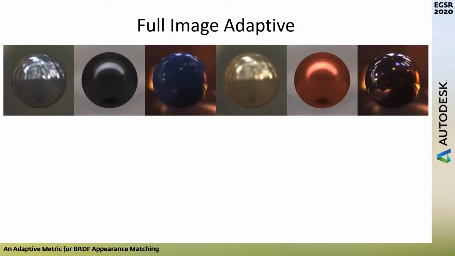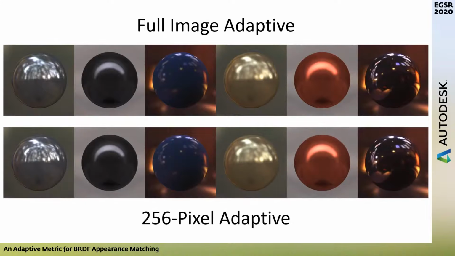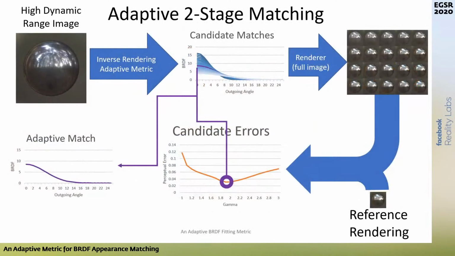Here are 6 examples of matches obtained with our two-stage method using all of the pixels in these images. Below, you can see the results when using only 256 pixels for the generation of our candidate matches. It is important to note that while the candidate matches were obtained using only 256 pixels, the selection of the best match from among the candidates is done on the full image.